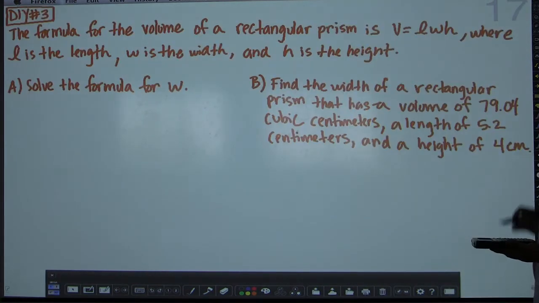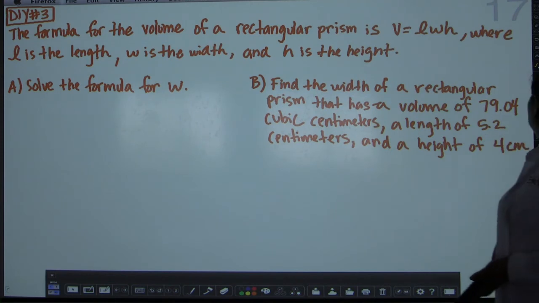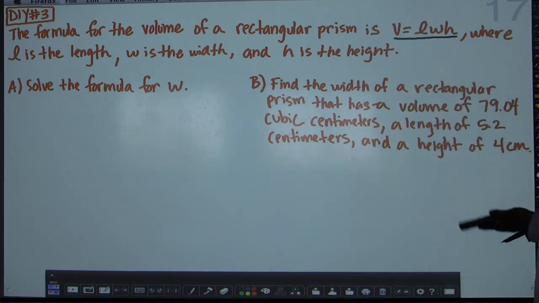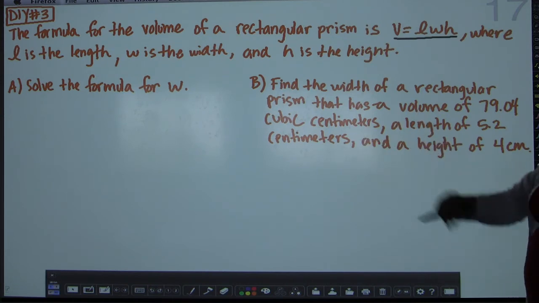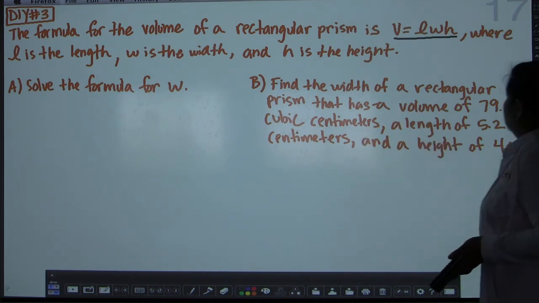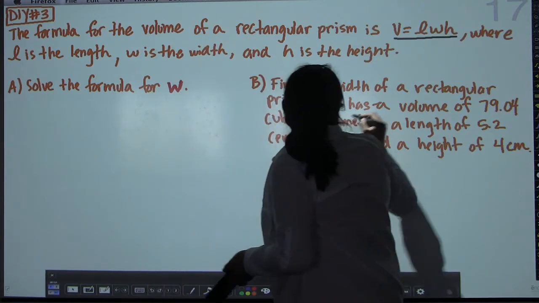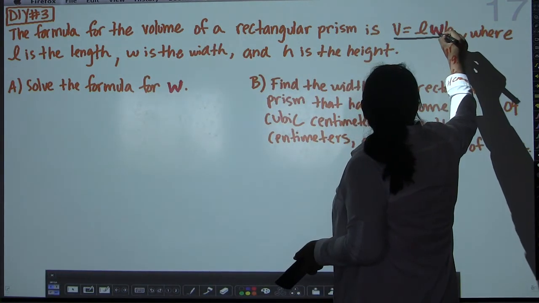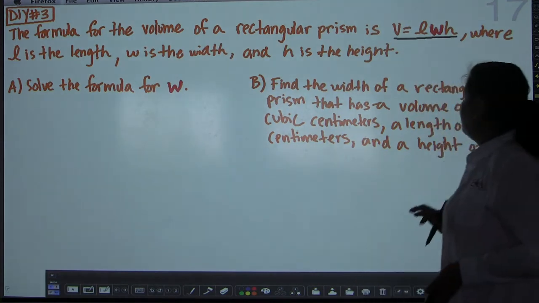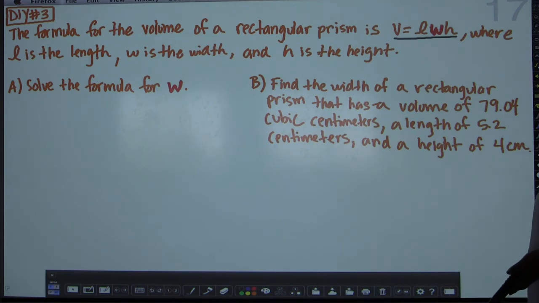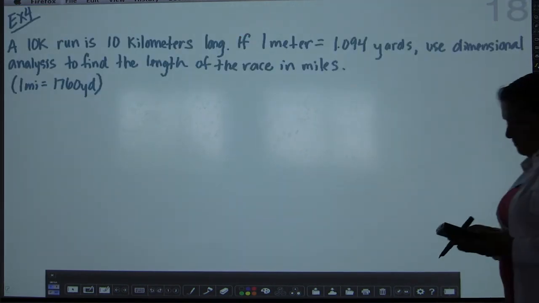So you will have a chance to do that here. We're giving you a formula right there, telling you what all the variables mean. We want you to solve for W. Right here. Solve your formula for W. So we want the W right here. And then after you've done that, they give you some dimensions and they want you to find the width for this particular problem. All right? And then we have our last example.